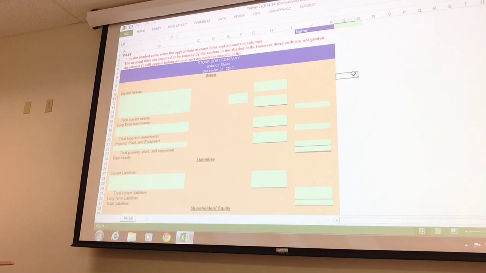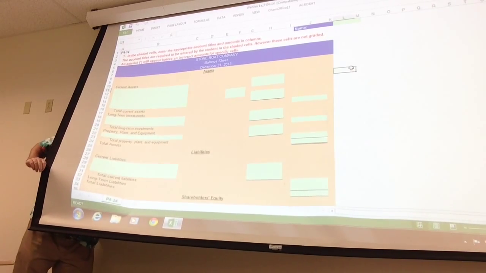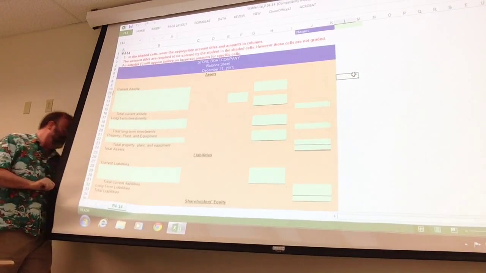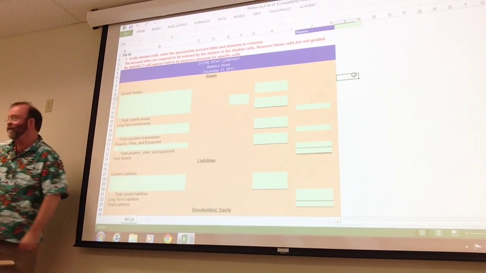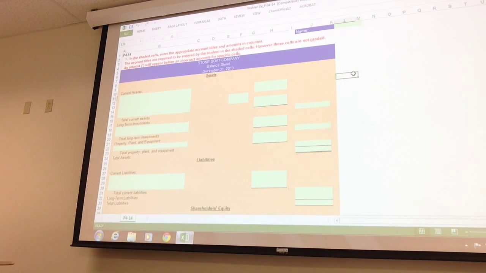Okay, problem 4-14, which you can see up there in the top corner there. All right, on this one, the following is an alphabetical listing of Stone Boat Company's balance sheet accounts and account balances on December 31st, 2013.